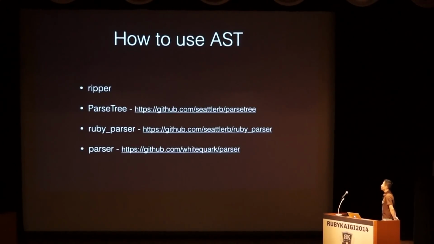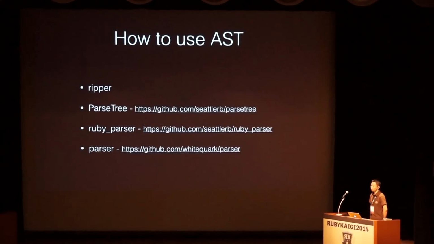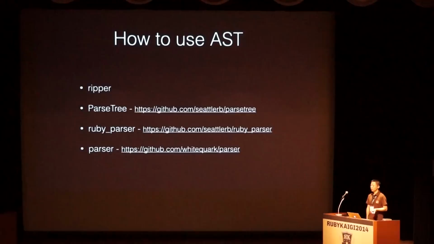Okay, so how to use the AST? There are already several libraries that help you translate your Ruby code to AST nodes. The first one, Ripper, is a standard Ruby library introduced from Ruby 1.9. And you can also use ParseTree, RubyParser, and the parser gem to get the AST nodes. I will show you some examples. They are based on the parser gem.